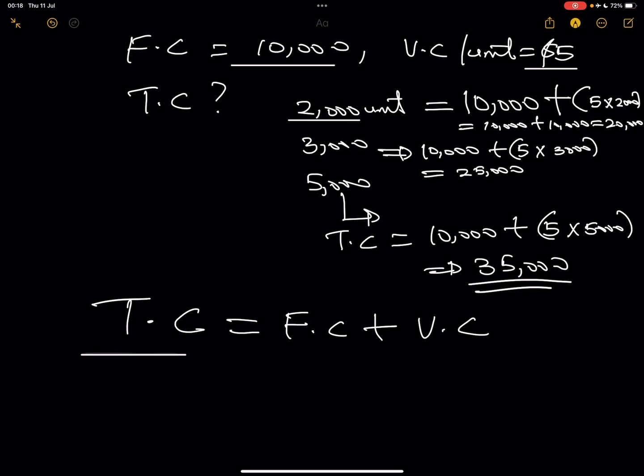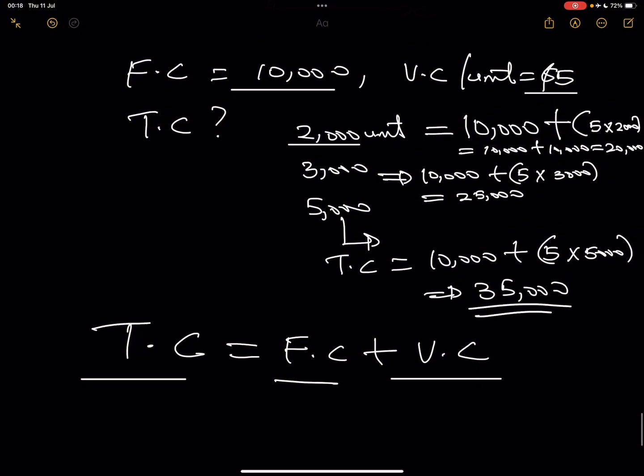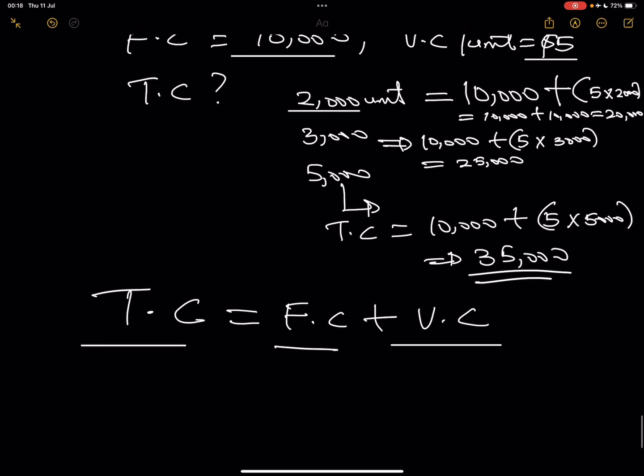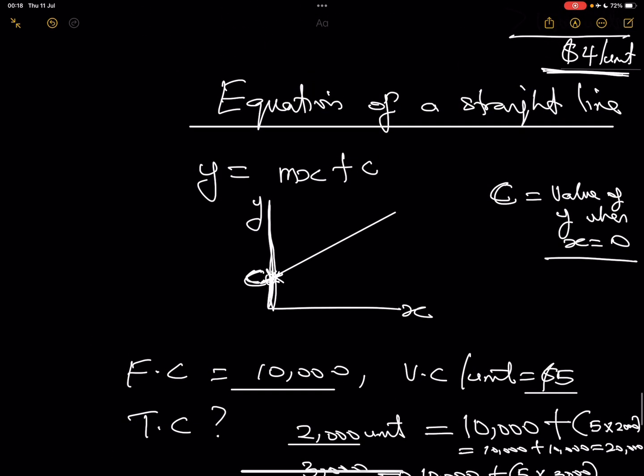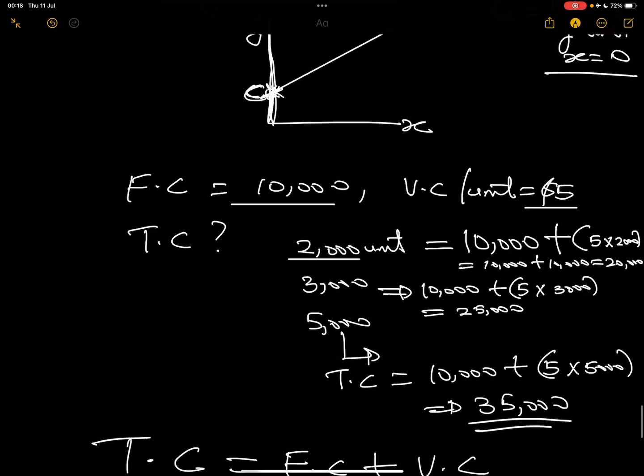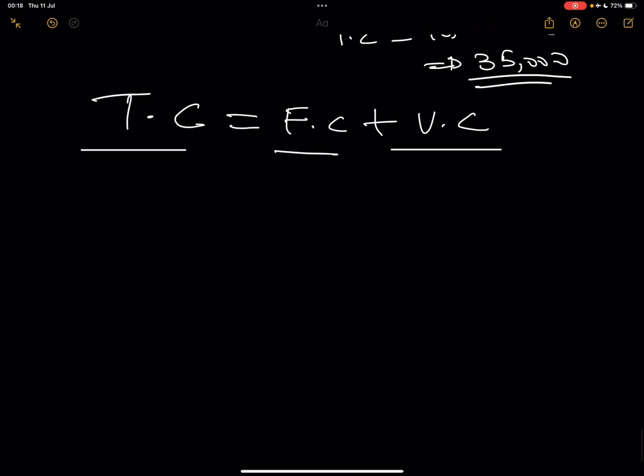That is the formula for calculating your total cost. However, sometimes you wonder, will you be able to calculate it this easy? They will not likely give you this direct. And that is why you need to understand this equation of a straight line that has been introduced, because you need to understand how to use it to determine your different types of cost.